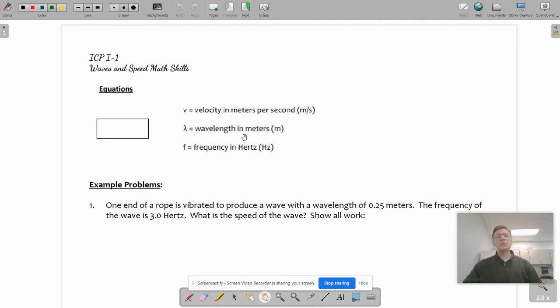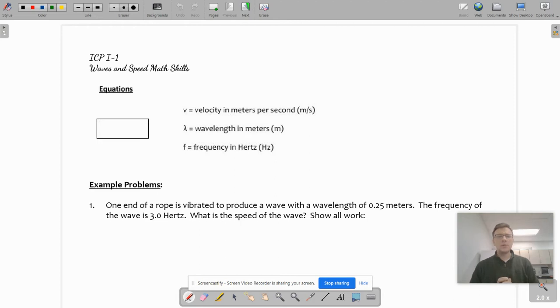Today we're going to be talking about waves and wave speed math. So we're going to start by talking about the variables that are included here in the equation that we're going to use, and we'll go from there.